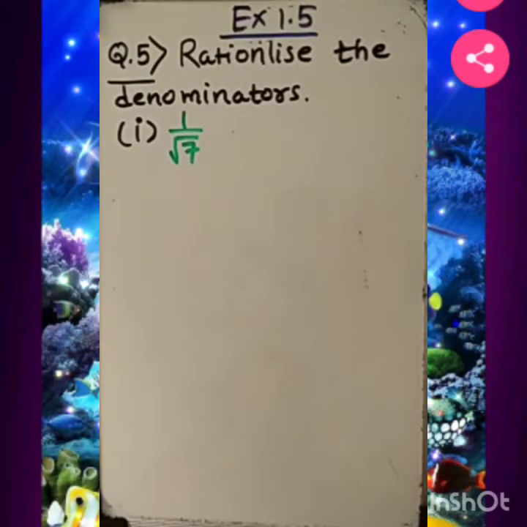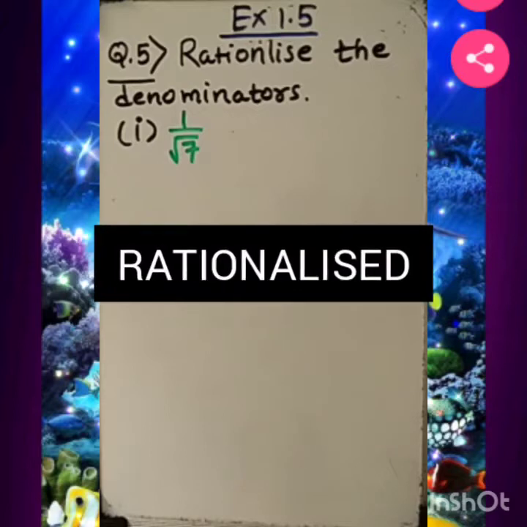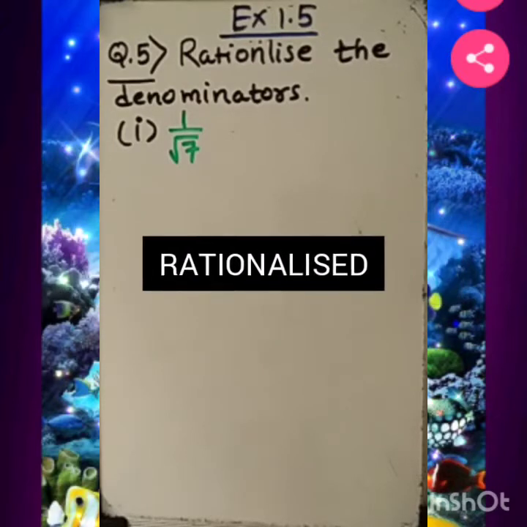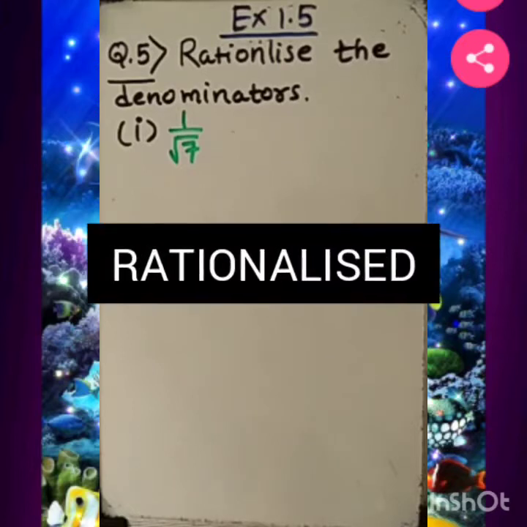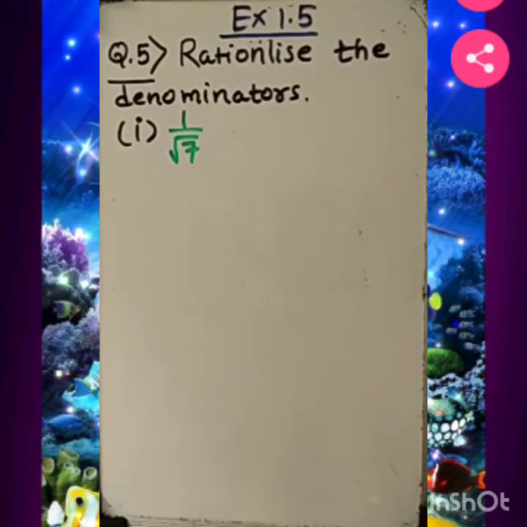Okay, my dear students, here is exercise 1.5. It's question number 5, in which we are asked to rationalize. Now, you may not be familiar with this word. What is the meaning of rationalize? It means we multiply and divide the given fractional number, given in p by q form, and in this way we rationalize it.